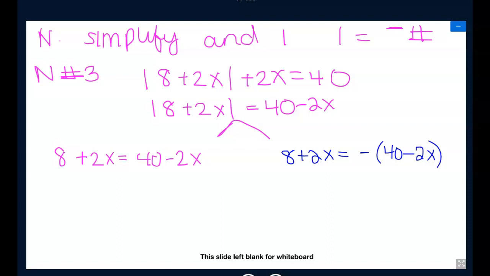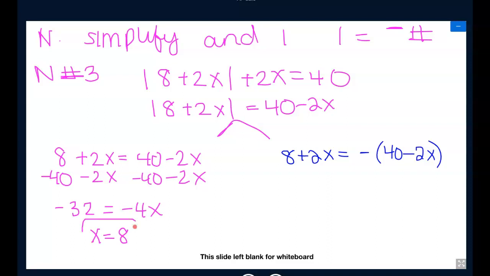And then you solve for each separately. So over here, you'll subtract 2x from both sides, subtract 40 from both sides. So we get negative 32 equals negative 4x, or x equals 8. A quick plugging in, I see that this is positive. 8 times 2 is positive. This is positive. It's going to work.